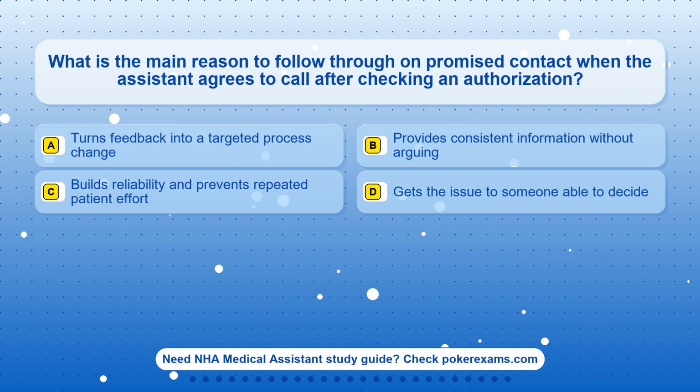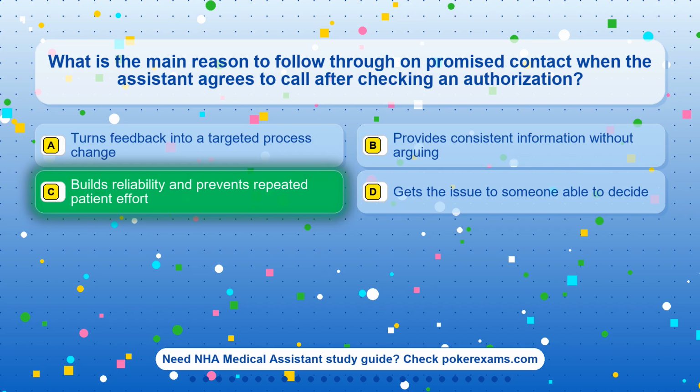Question 14. What is the main reason to follow through on promised contact when the assistant agrees to call after checking an authorization? Option A, turns feedback into a targeted process change. Option B, provides consistent information without arguing. Option C, builds reliability and prevents repeated patient effort. Option D, gets the issue to someone able to decide.